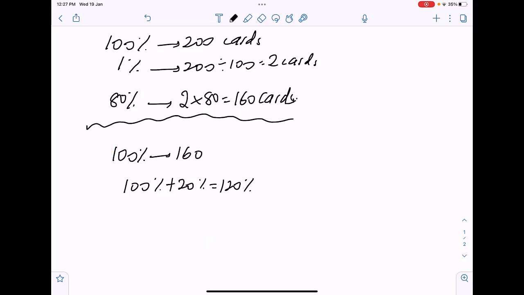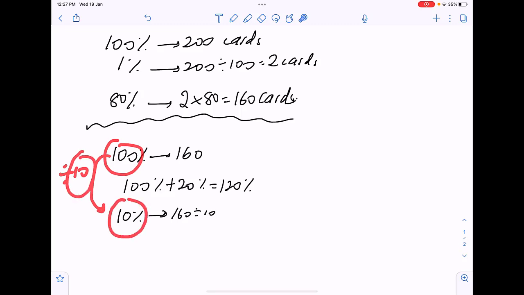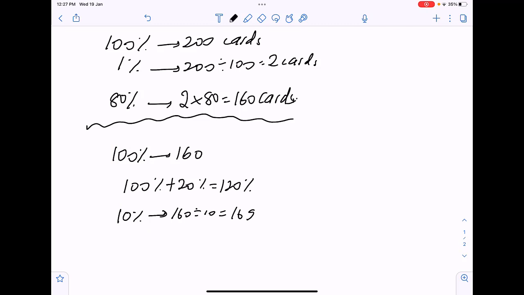Okay, so what we can do is, you don't need to go to 1%, since it's quite a nice number, you can go to 10% instead. 160 divided by 10. Why divide by 10? Because from here to here, you divide by 10, right? 100 divided by 10, that's how you got 10%. So 10% will be 16 game cards.